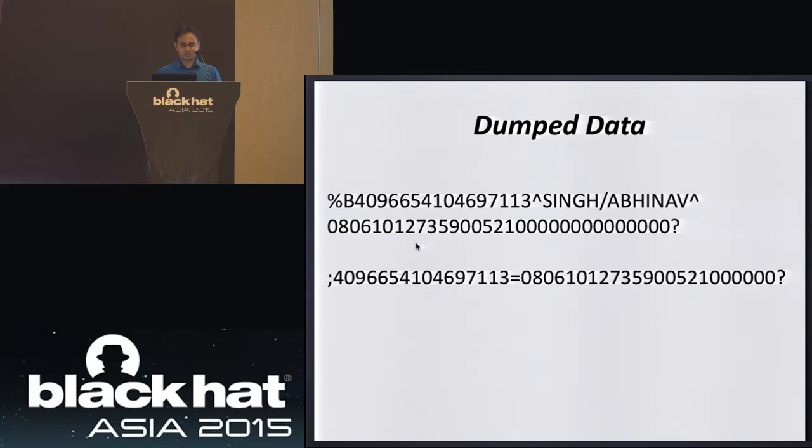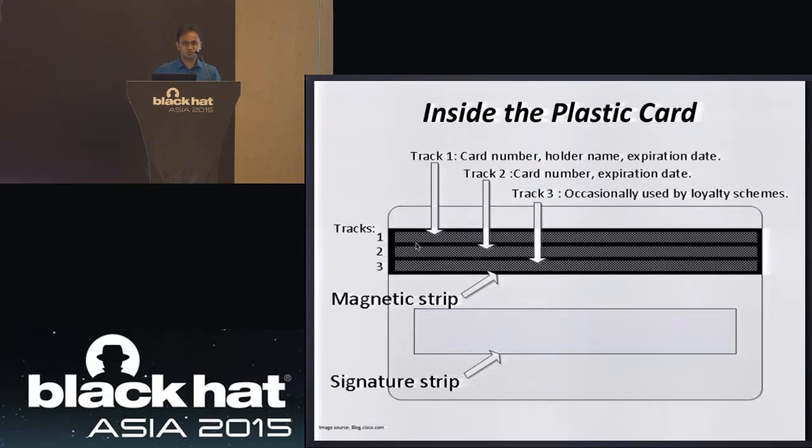Now to make sense of it, let us quickly see how exactly the information is stored on the plastic cards. If you look at the back of your credit card, you will find that it has a magnetic strip. The information on the magnetic strip is stored on tracks, or maybe sectors. There are 3 important sectors: track 1, track 2, and track 3. Track 1 can contain the card number, the holder's name, the expiration date. Similarly, track 2 can hold the card number and expiration date. Track 3 is pretty much a not very mandatory field. It can contain information like loyalty points or reward points and things like that. Then there will be a signature strip just for the verification of the owner of the card.